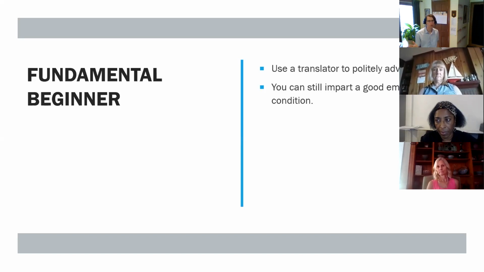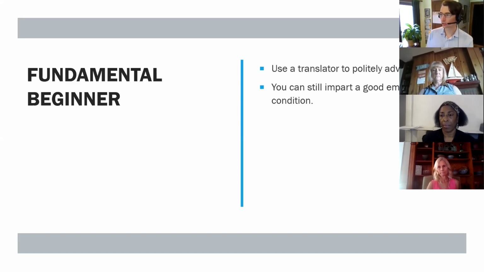But it is possible to learn with another person. So it won't be so much of a conversation. It'll basically be full-time instruction, which is fine. So you can express that in the translator and build up from there. But again, you can still impart a good emotional condition. So if you meet somebody and it turns out you can't talk, you can still show respect. You can still make them happy. Probably it will be better for both of you.